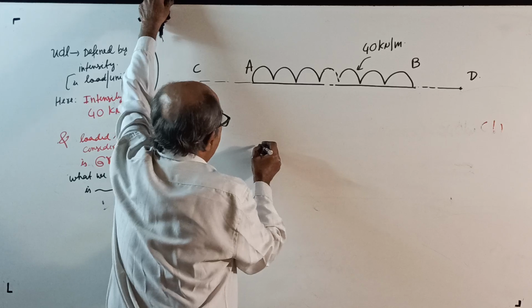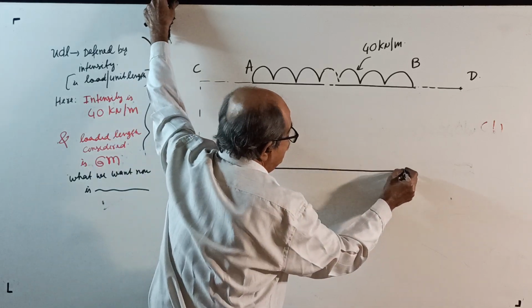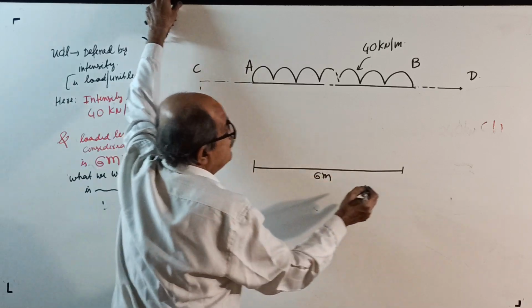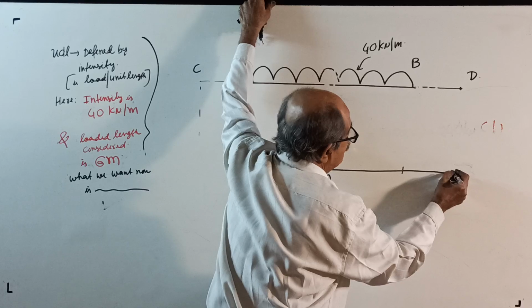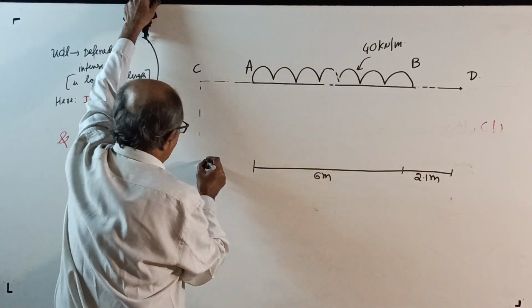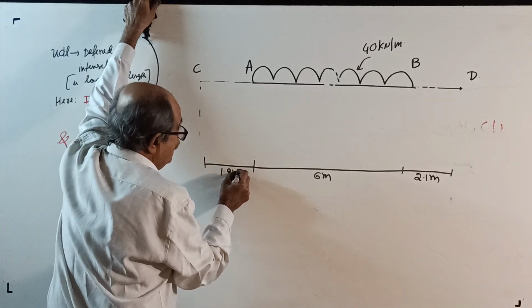Okay, one minute now. Most probably, this is 6 meter, I remember. This is 6 meter, I told. This I told 2.1 meter, I think, most probably. I forgot now. Okay, I don't remember. 1.8 meter. You write there.